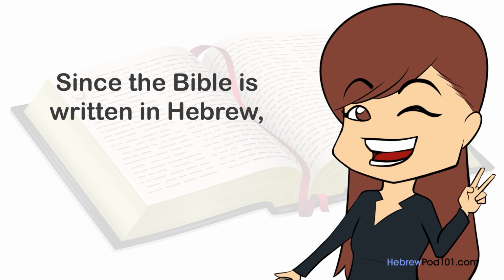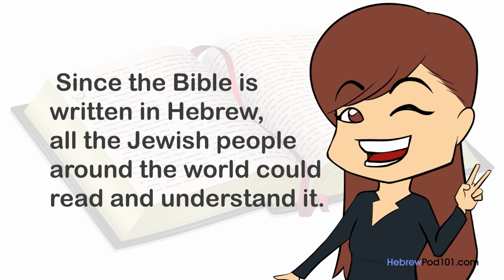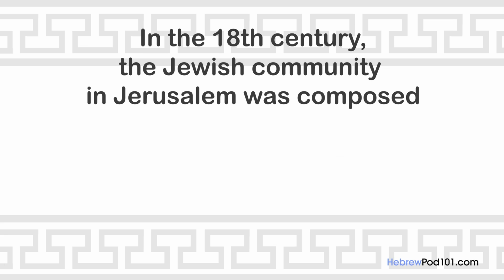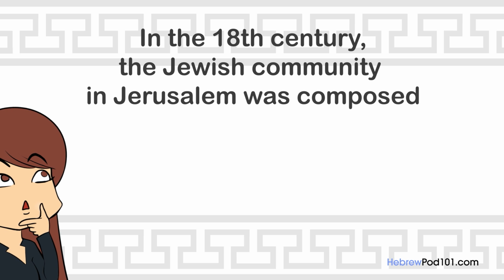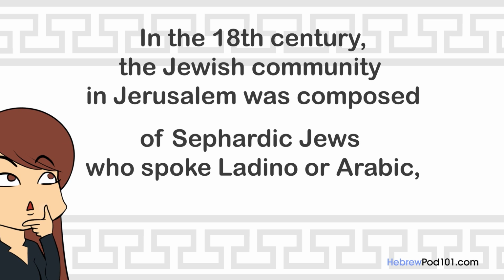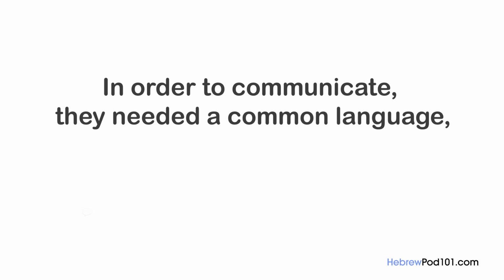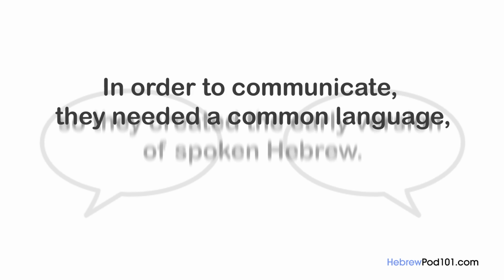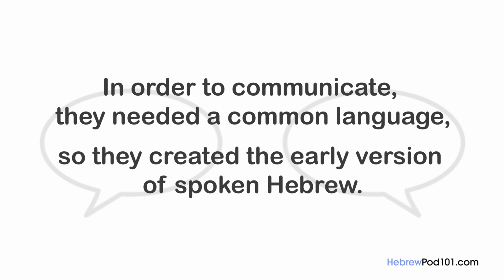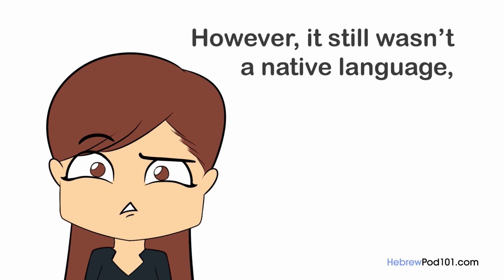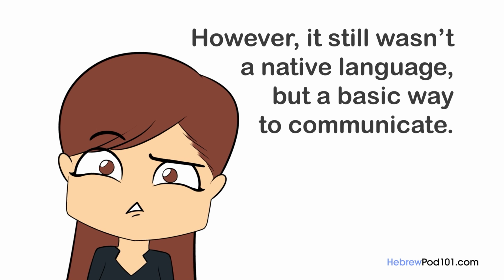Since the Bible is written in Hebrew, all the Jewish people around the world could read and understand it. In the 18th century, the Jewish community in Jerusalem was composed of Sephardic Jews who spoke Ladino or Arabic, and Ashkenazi Jews who spoke Yiddish. In order to communicate, they needed a common language, so they created the early version of spoken Hebrew. However, it still wasn't a native language, but a basic way to communicate.